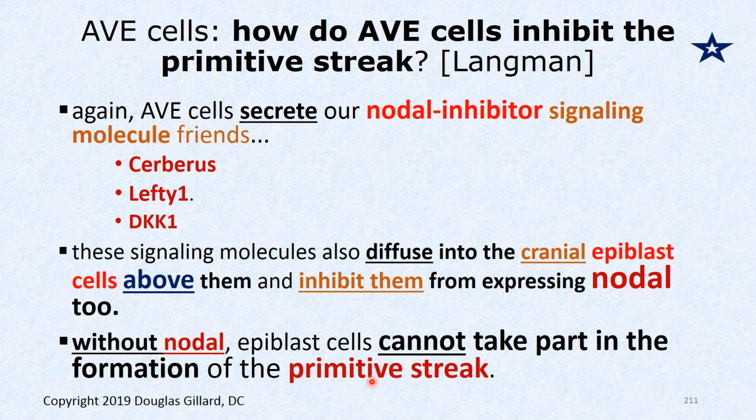All right, how do AVE cells inhibit the primitive streak? Well, I said they soak up. Who soaks up? Well, the AVE cells secrete the same nodal inhibiting genes as we met before. So the gangsters, Lefty 1, Cerebrus 1, and DDK1. Those guys are going to diffuse into the cranial epiblast, as I just showed you, and it's going to turn them off, so nodal can't be expressed there. Without nodal, you cannot form a primitive streak. That's another job of nodal, as we'll see. All right, everybody good with that?